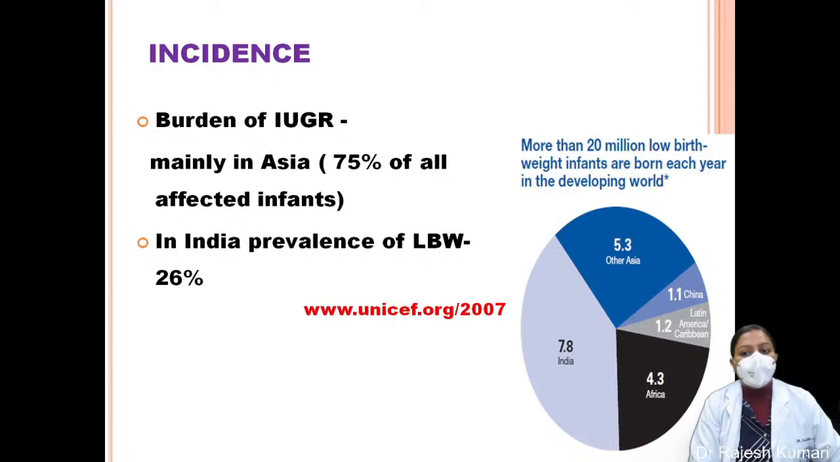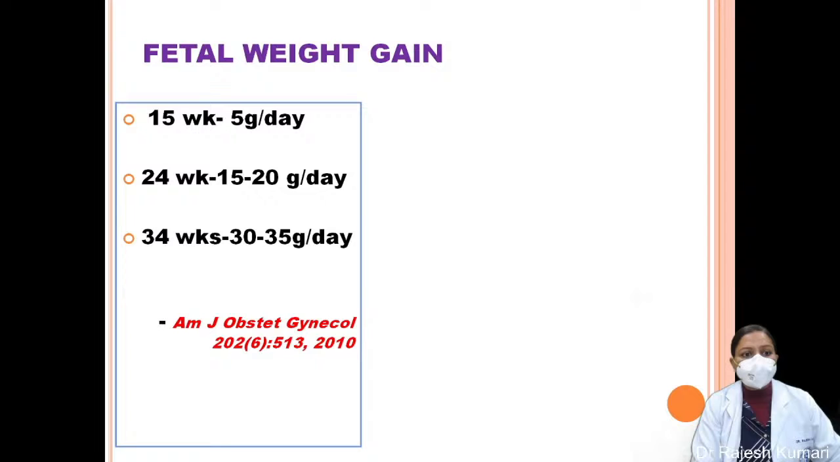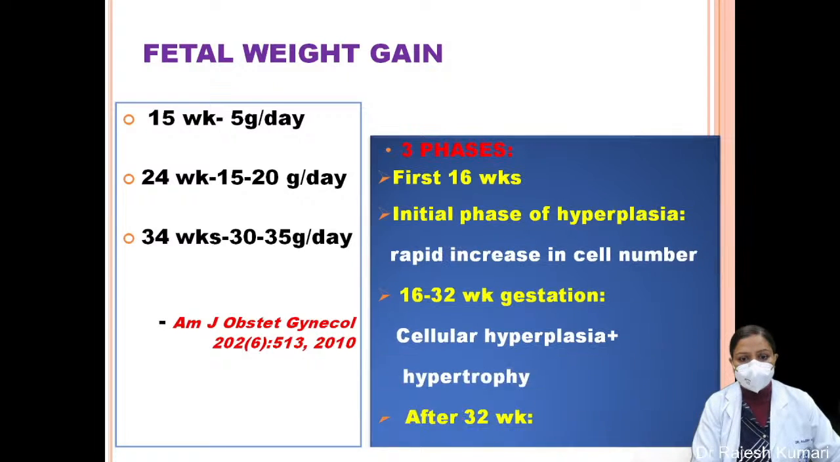Incidence of fetal growth restriction is mainly in Asia, 75% of all affected infants, and in India the prevalence of low birth weight is 26%. So, during the antenatal period, fetal weight gain up to 15 weeks is 5 grams per day. At 24 weeks, 15 to 20 grams per day. At 34 weeks, 30 to 35 grams per day.